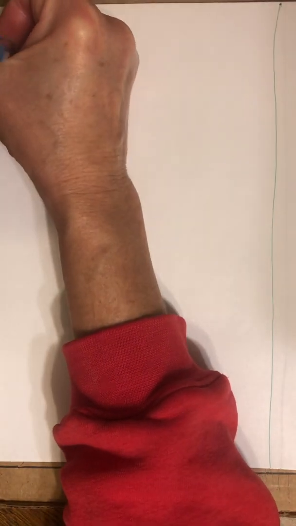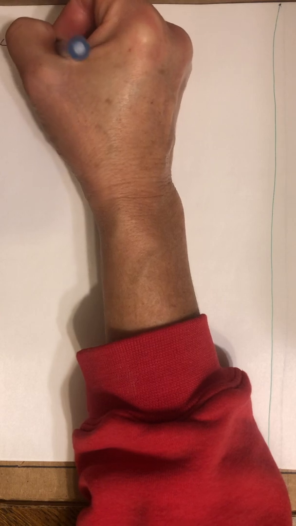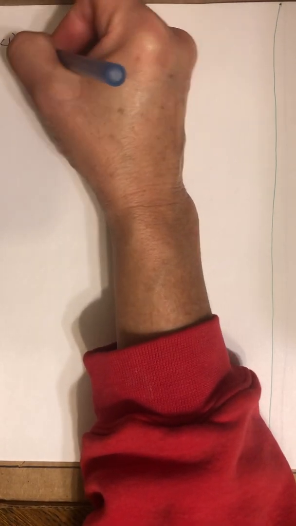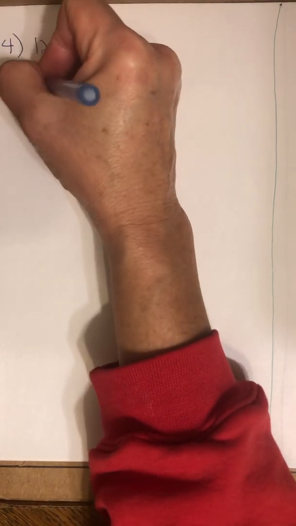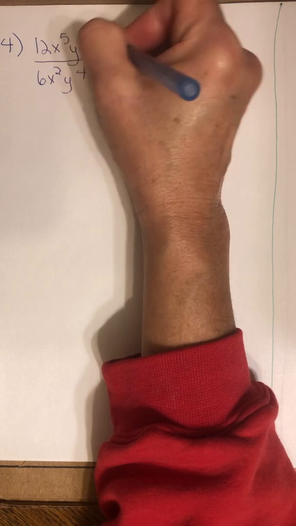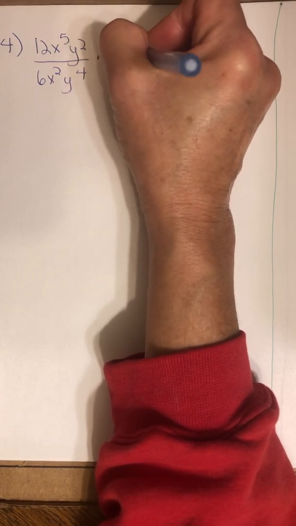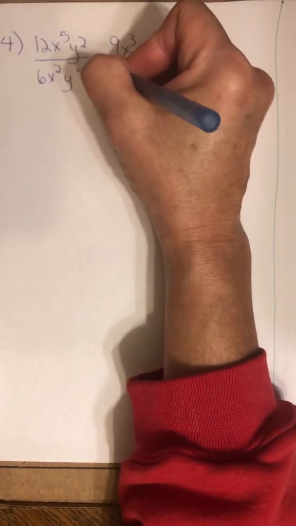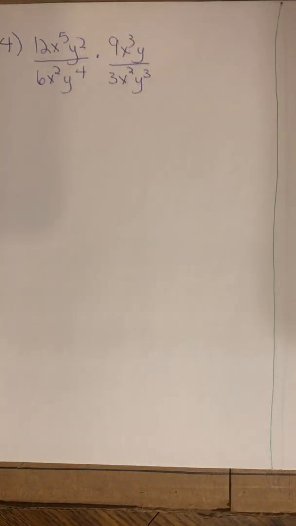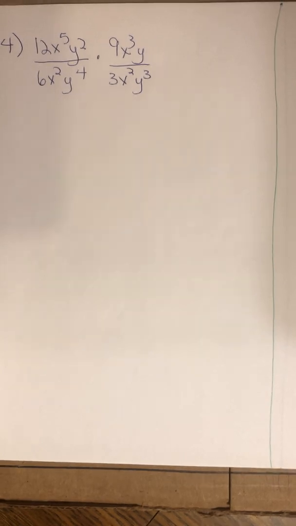Let's work through this. So we have 12x to the 5th, y squared. While I'm writing this out, let me just say that one thing you really want to do is be really neat, because it's really possible that if you're not neat enough, you could actually do the right work, but it's not neat enough for you to read.